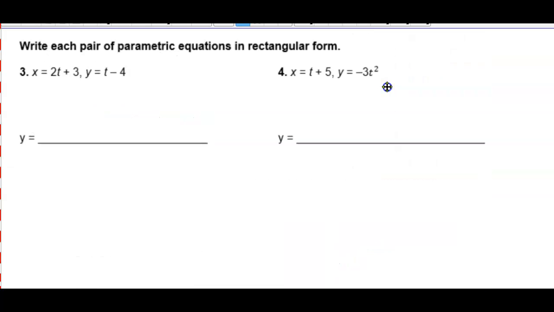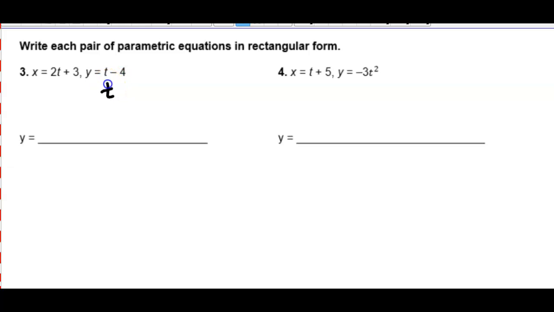All right. So again, rewrite in rectangular form means get rid of the t, so you only have x's and y's. And it doesn't matter which way. This says y equals. There is, you will notice, no squared or square root. So this one is linear. If we were to solve, they want us to have a y left. Well, it doesn't matter here. We can do either way.